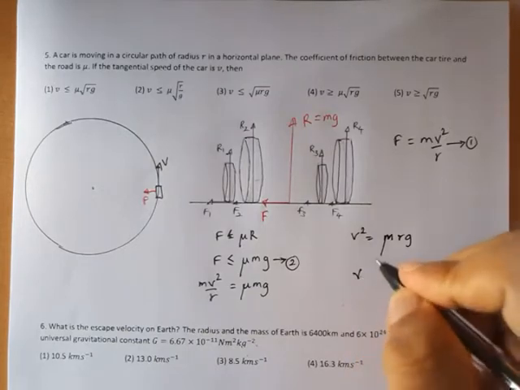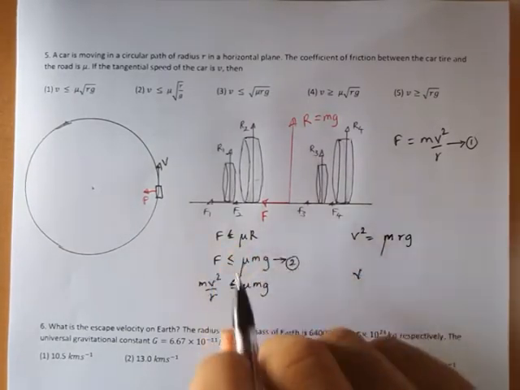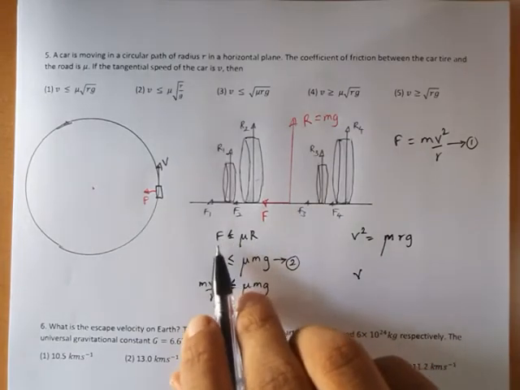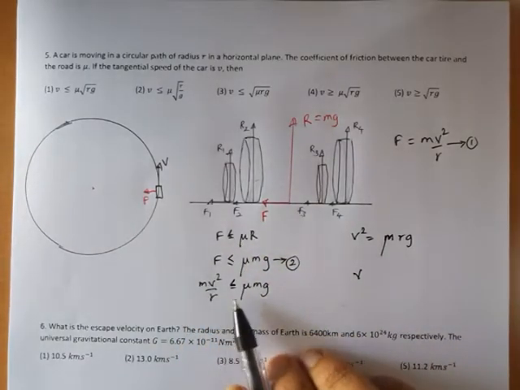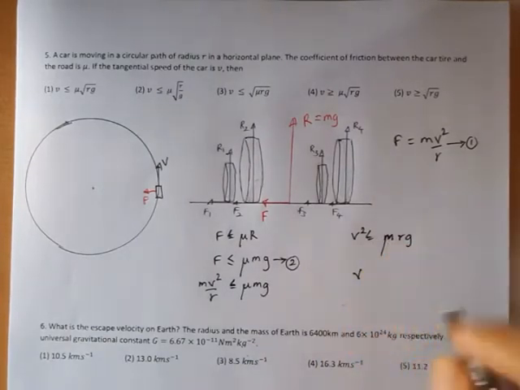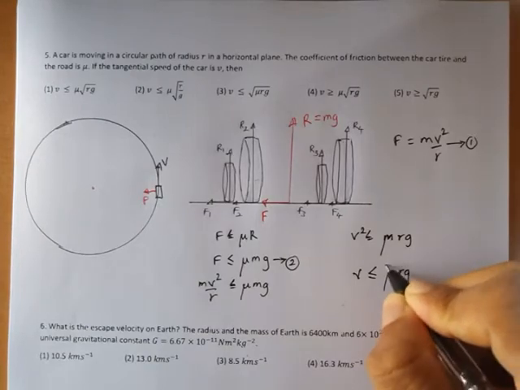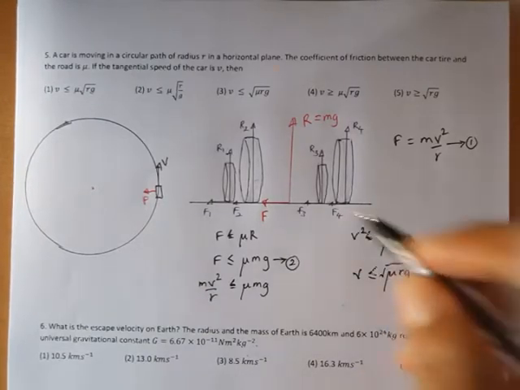So v is here less than or equal to, because F is less than or equal to mu R under static friction. So we get v squared also less than or equal to mu r g, therefore v is less than or equal to the square root of mu r g. So the answer is the third one.